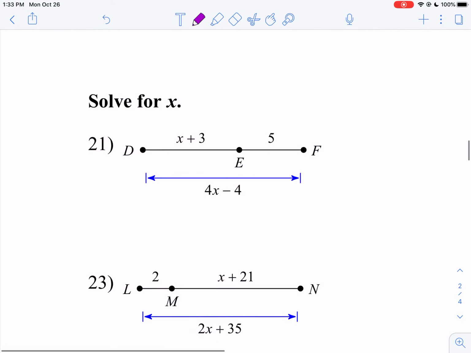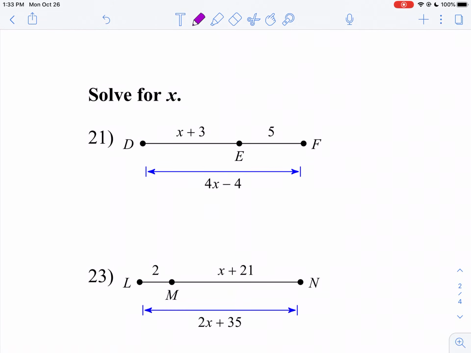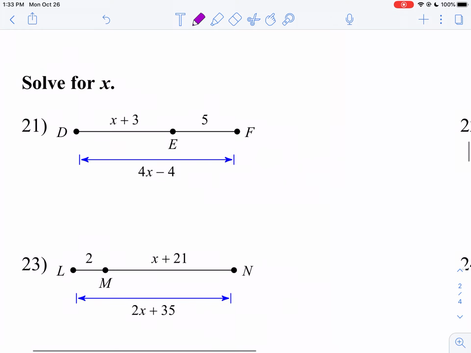Like number 21. Notice this says solve for x. So you want to know what x is. I don't know about you, but I'm not a genius, so I can't just do this mentally. I have to write it down and do the work to get the answer. So I'm going to do that.